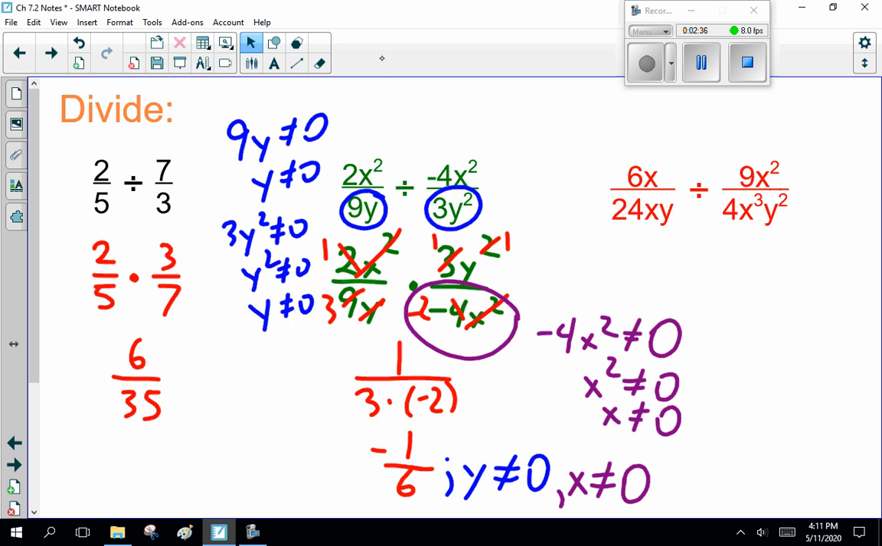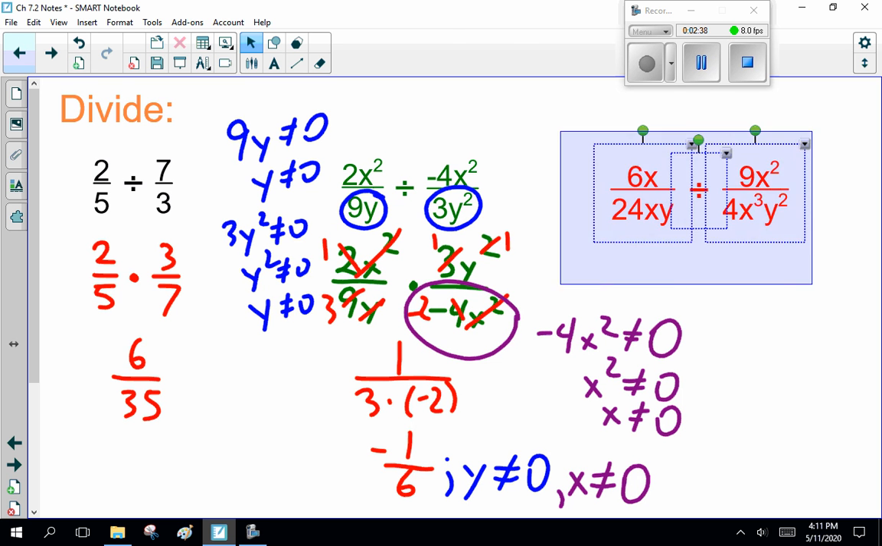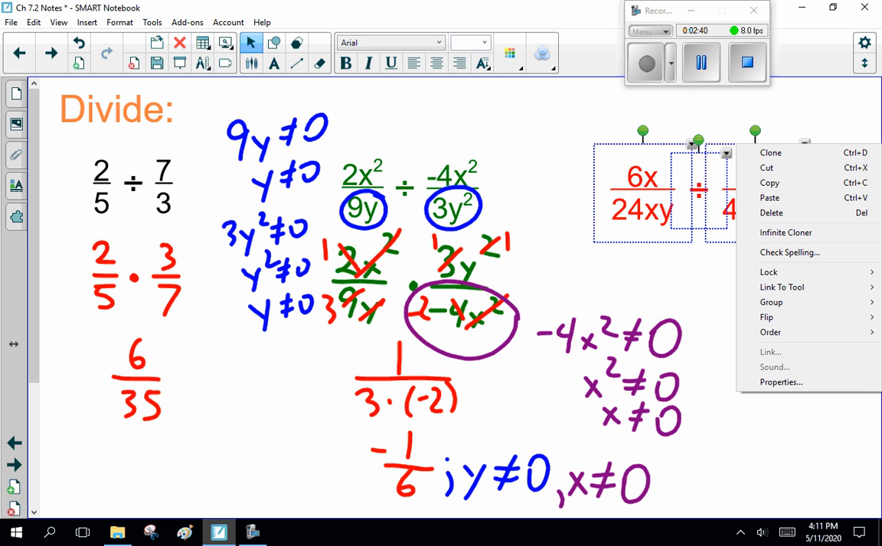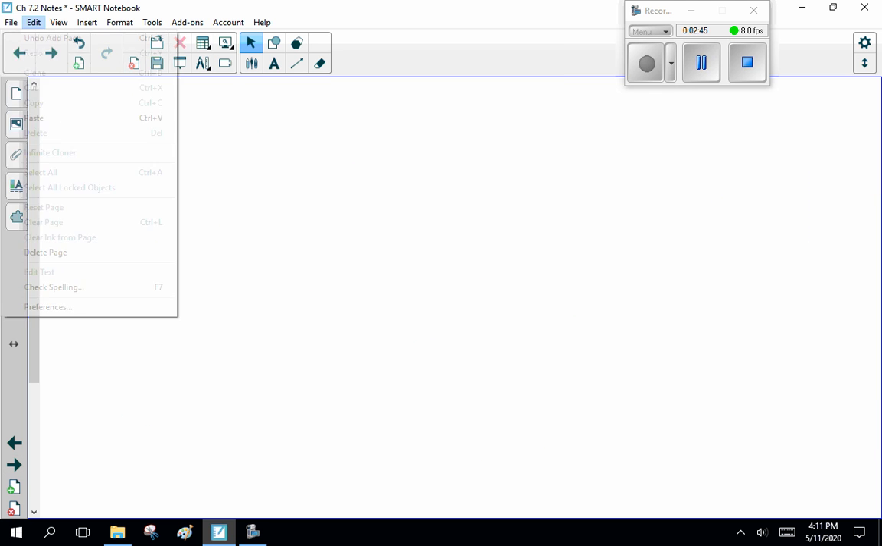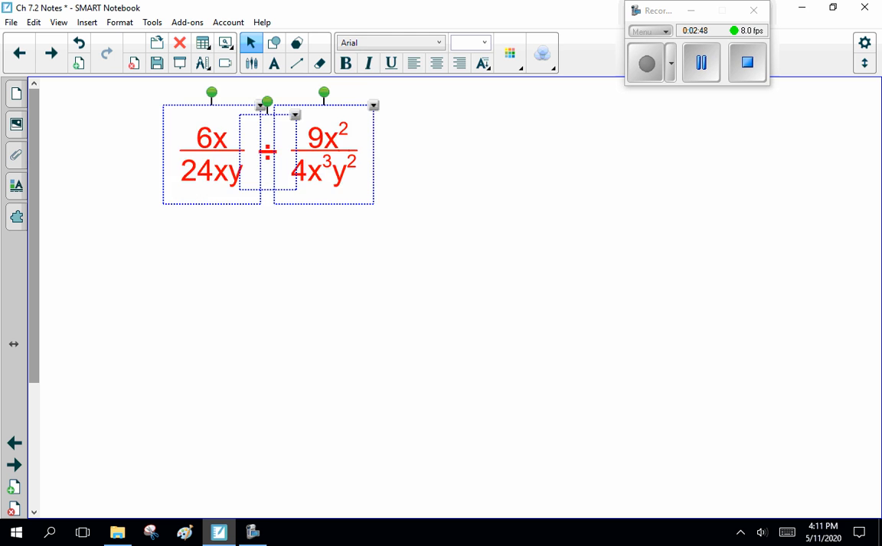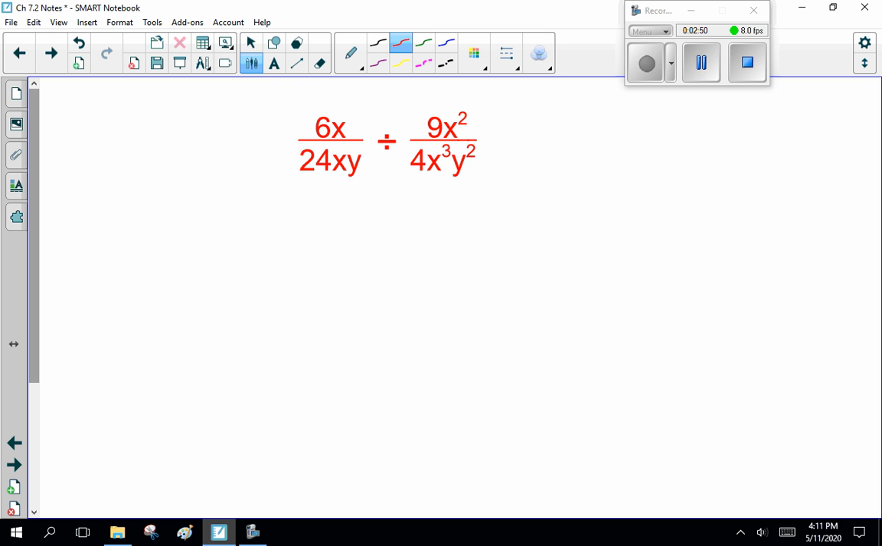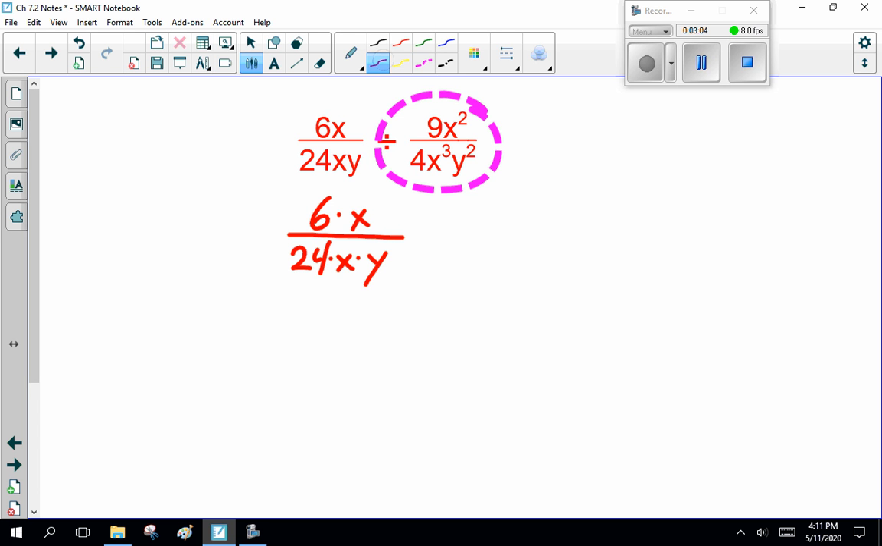Now, there's one more here. Realize we haven't enough space, so I'm just going to copy it and do it on the next page. Here we go. 6x over 24xy divided by 9. All right, now this is a mess. Let's try simplifying this. Now, 6x over 24xy, when you flip it, becomes times 4x cubed y squared over 9x squared.